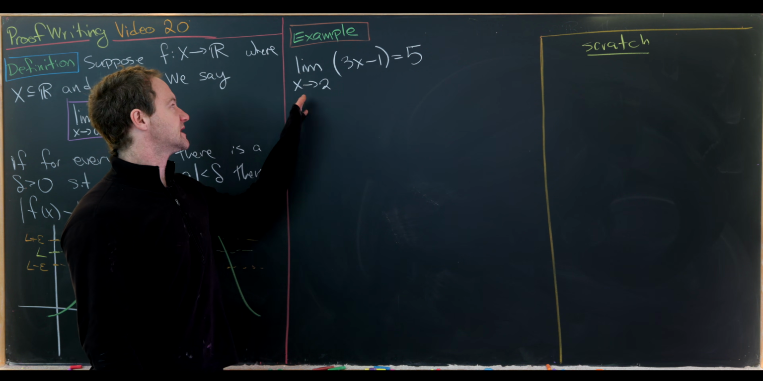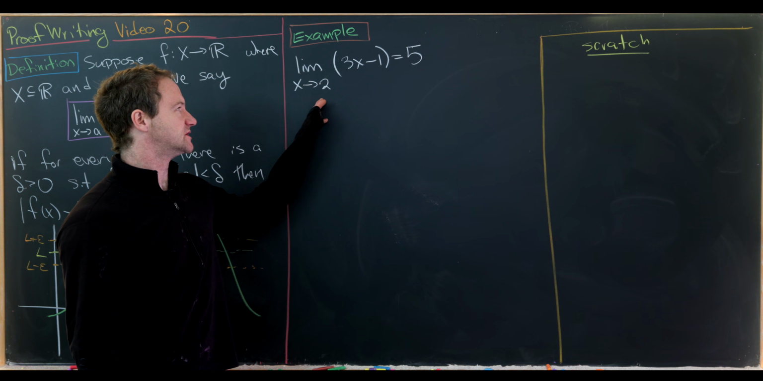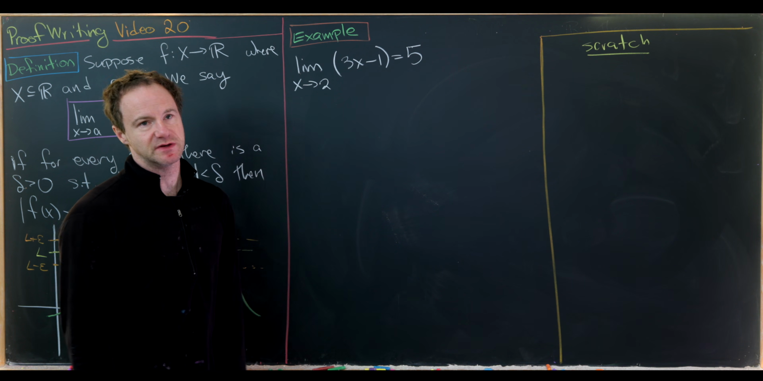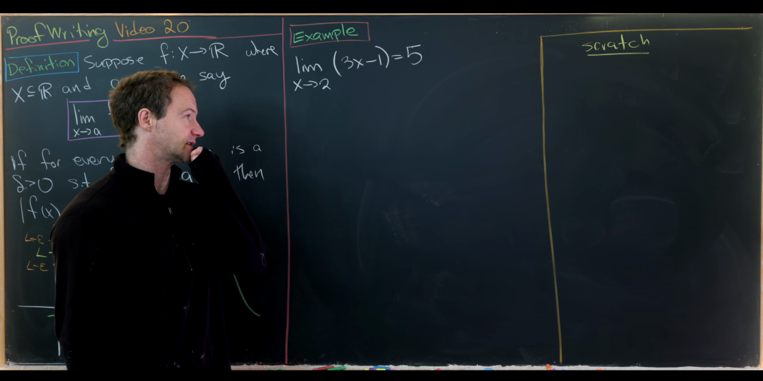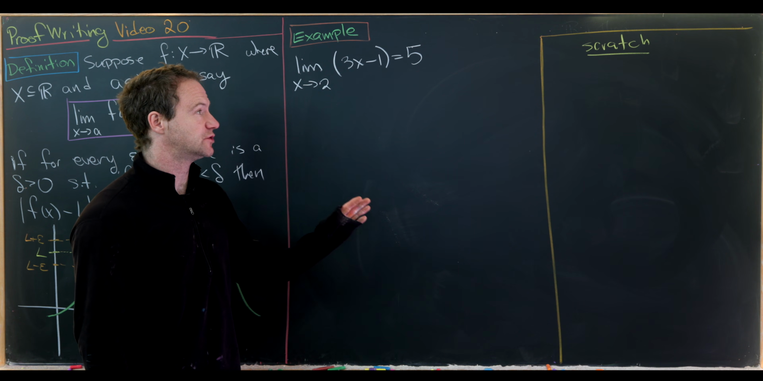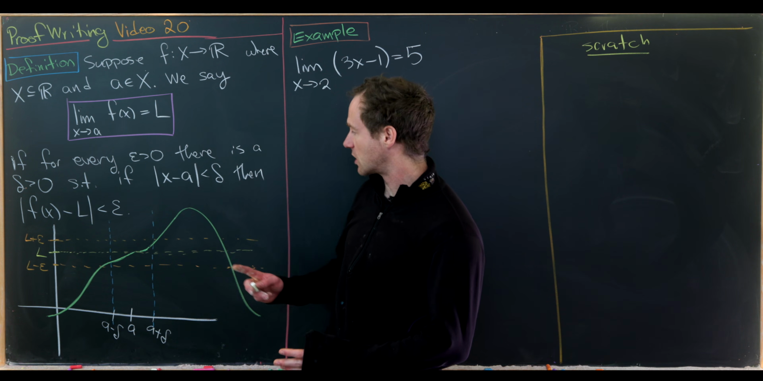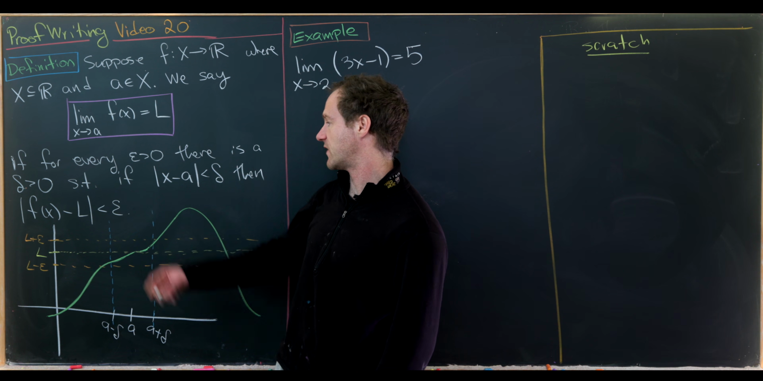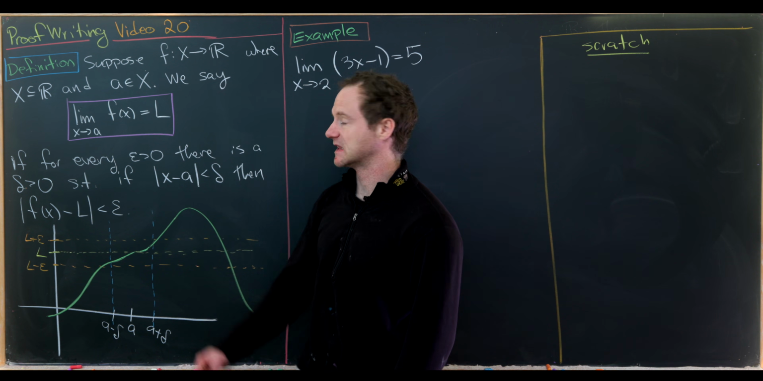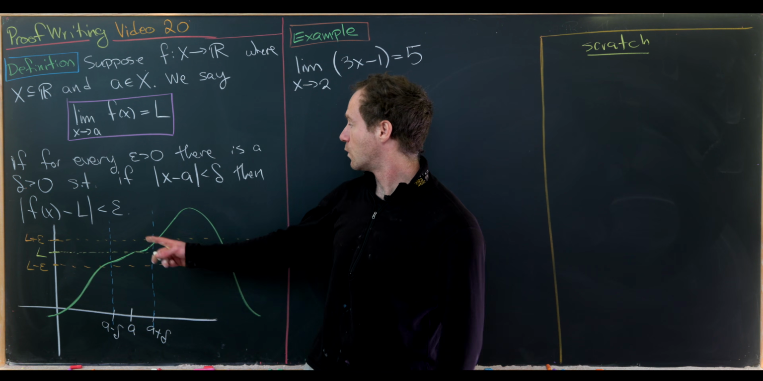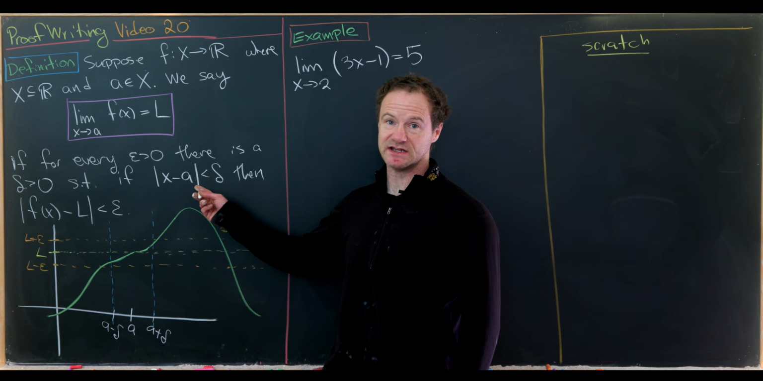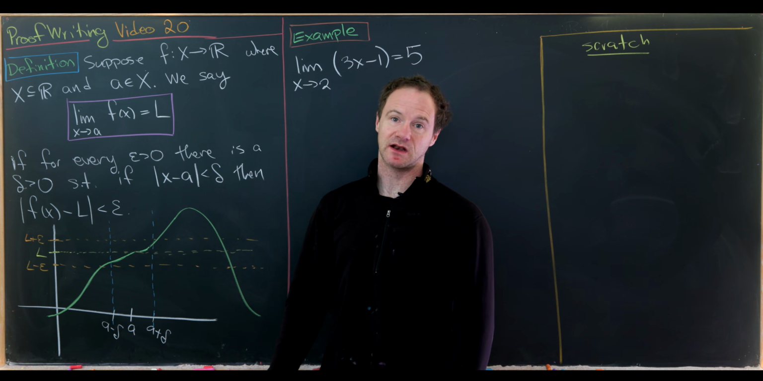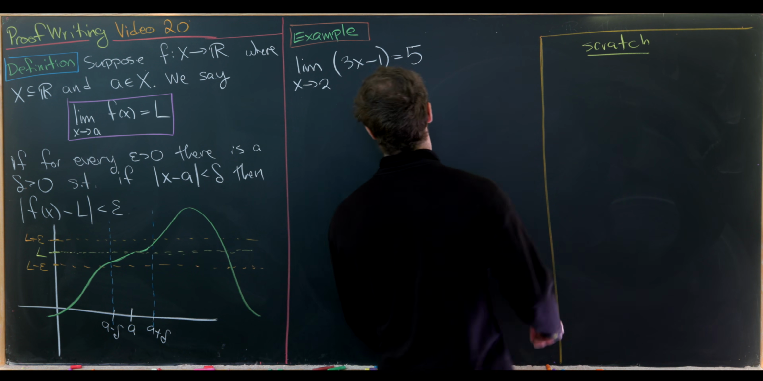Okay, so let's show that the limit as x goes to 2 of 3x minus 1 equals 5. So that value should be somewhat familiar from a calculus class. Okay, so now let's do our scratch work, which means we're going to start at the end. We will start with this condition right here, the absolute value of f(x) minus L is less than epsilon, and we'll work back towards this condition, the absolute value of x minus a is less than delta, and delta should depend on epsilon.